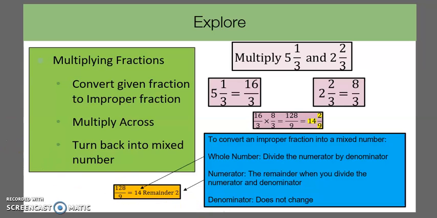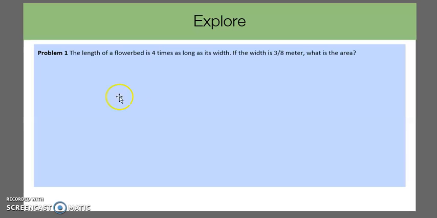Now we're going into our first problem. Problem 1: The length of a flower bed is 4 times as long as its width. If the width is 3/8 meter, what is the area? We want students to pause the video, read the problem several times, take out the important information, possibly draw a picture, and then think about how they would figure out other missing information to arrive at the answer.